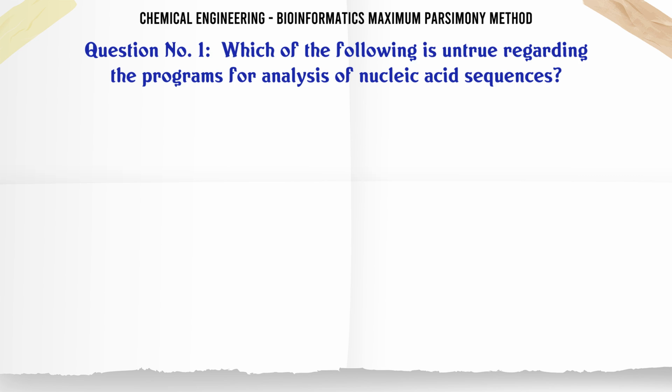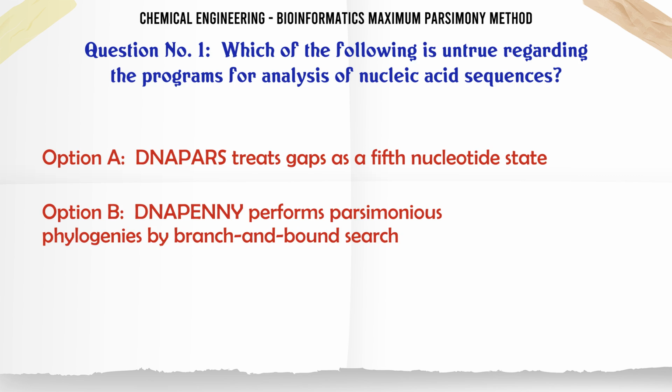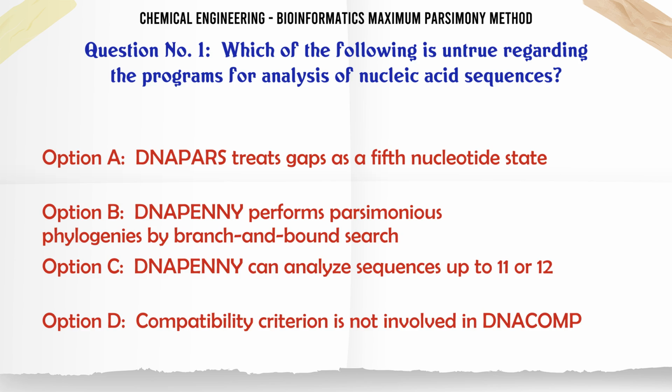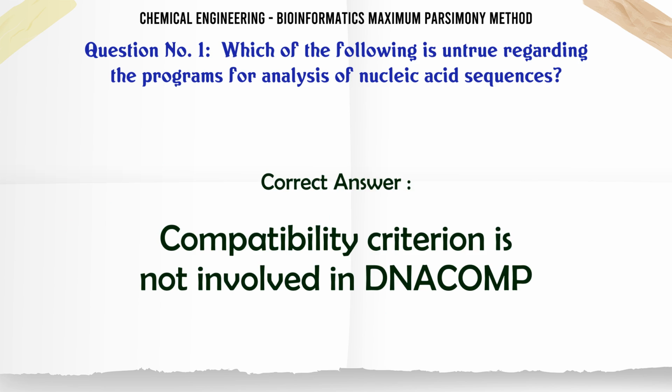Which of the following is untrue regarding the programs for analysis of nucleic acid sequences? A. PROTPARS treats gaps as a fifth nucleotide state. B. PNP performs parsimonious phylogenesis by branch and bound search. C. PNP can analyze sequences up to 11 or 12. D. Compatibility criterion is not involved in DNACM. The correct answer is compatibility criterion is not involved in DNACM.